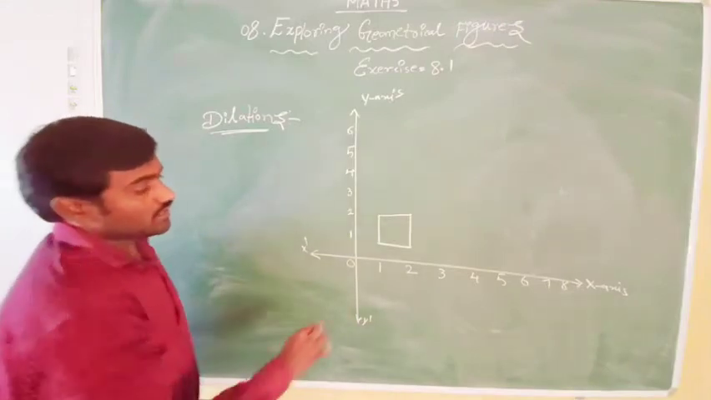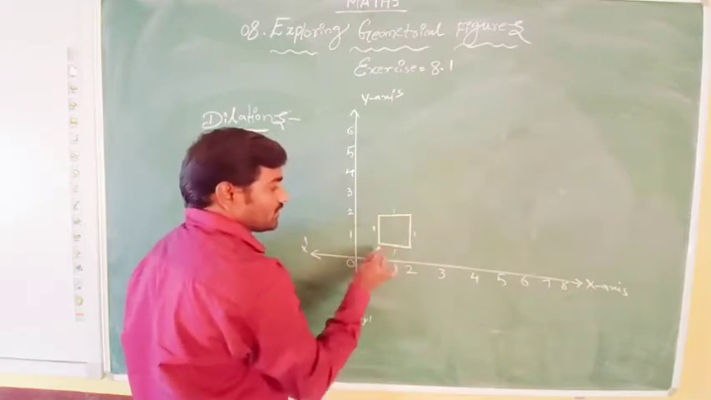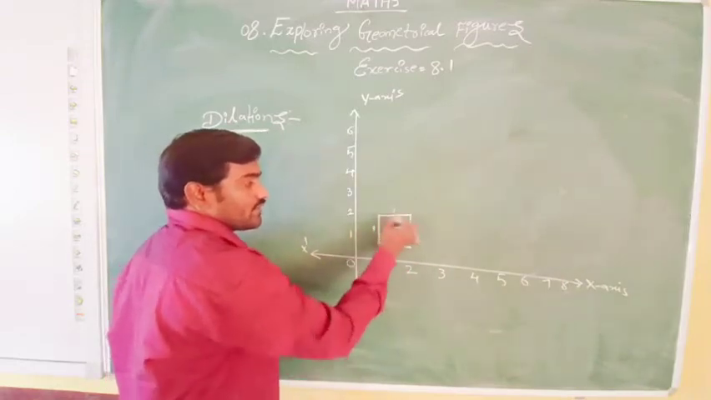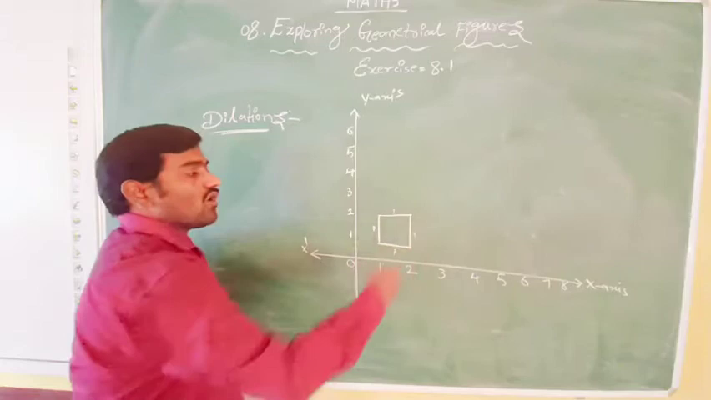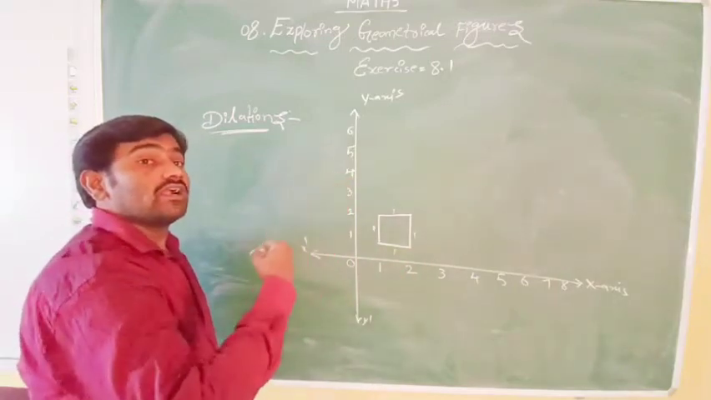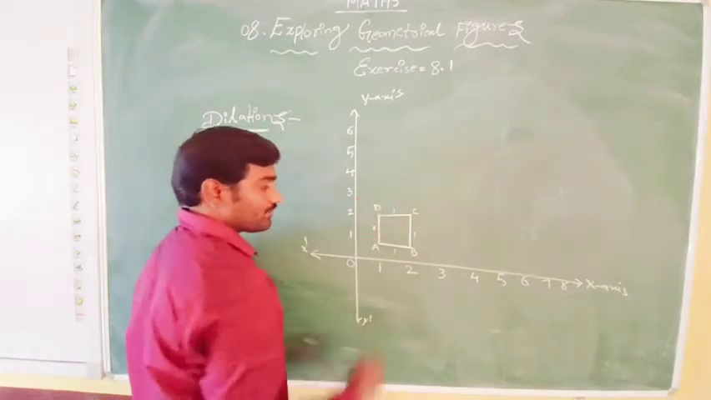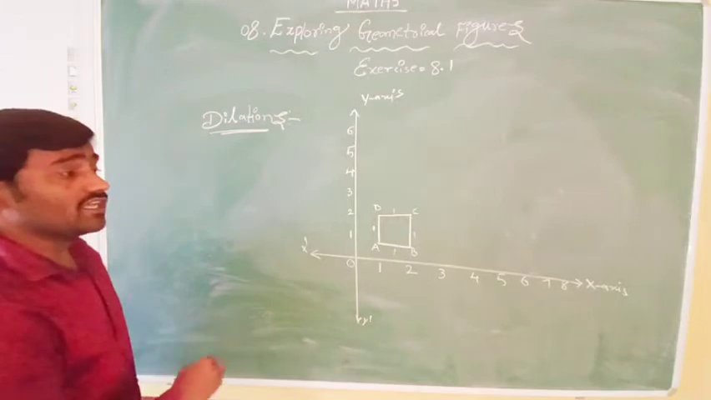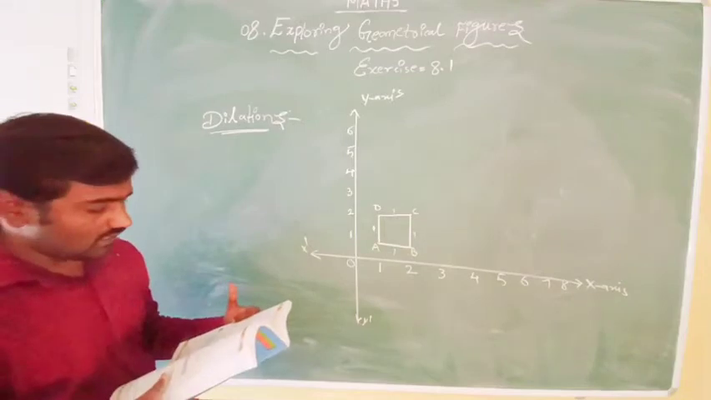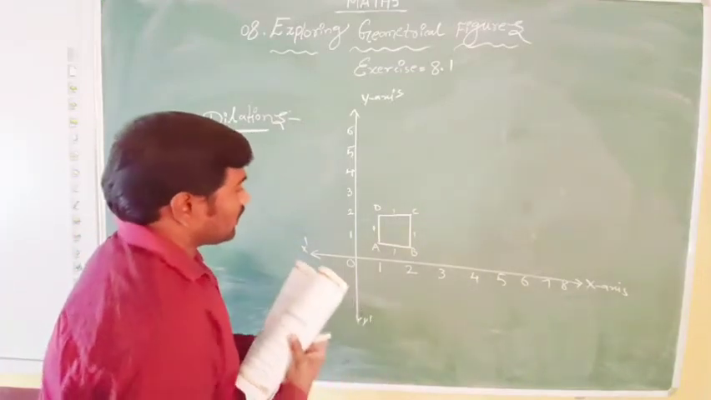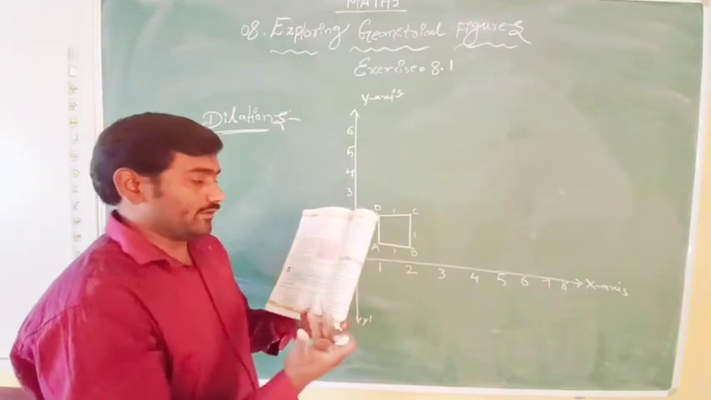So what we have to do? This square has a unit of 1 here, 1 unit here, 1 unit here, 1 unit, from 1 to 2 each. So all the sides are equal. Let me name this A, B, C and D. I would like to draw a dilation of this by using some scale factor. How can you draw it here? Simple. If it is a graph paper, you will understand better.